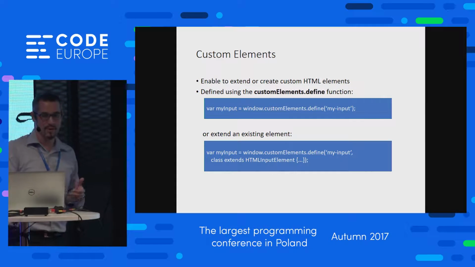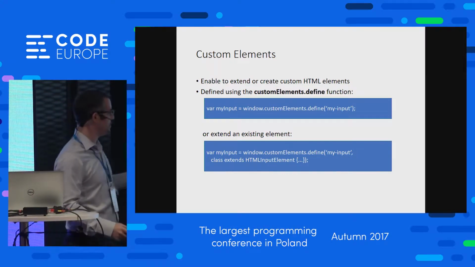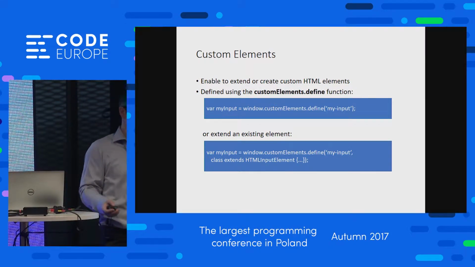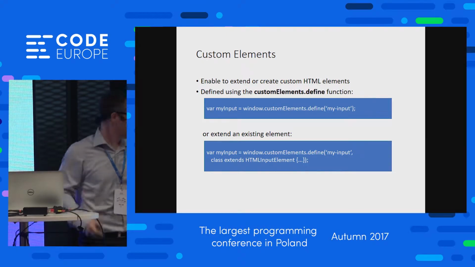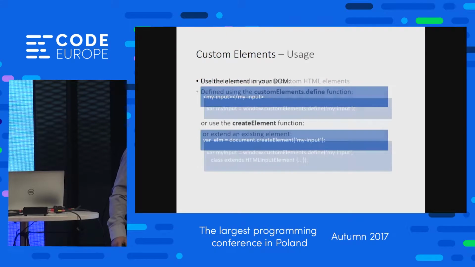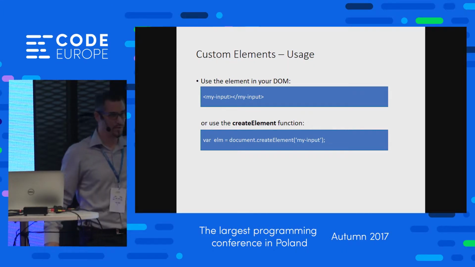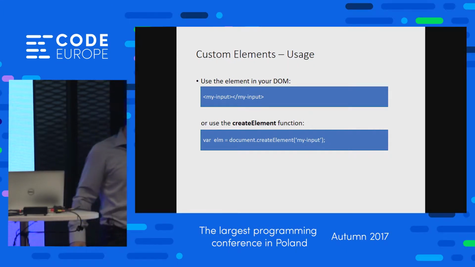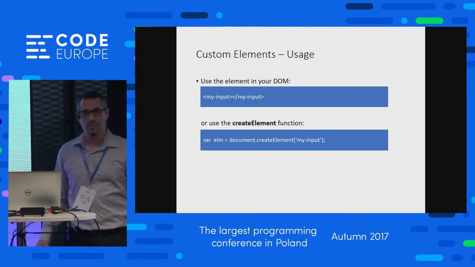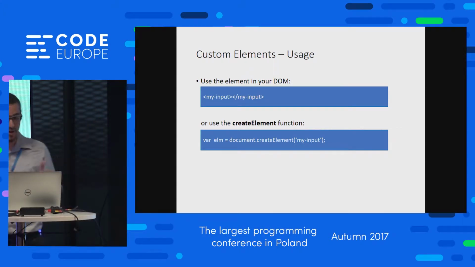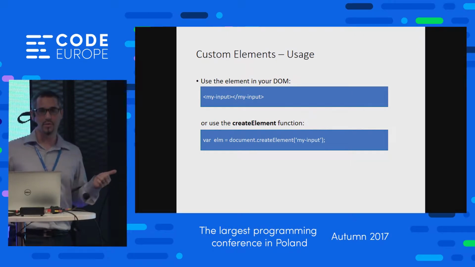What next? If you want to consume this element or put it on the DOM, you can do one of two things. First of all, you can just write my-input, and you are fine, and the browser will render your input. The second option is to use the document.createElement function and just say createElement my-input. If you defined that custom element, you're good to go.